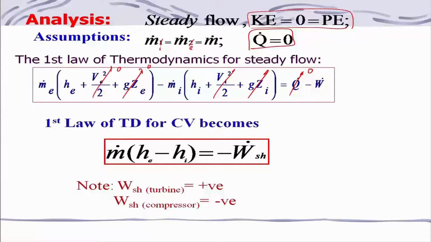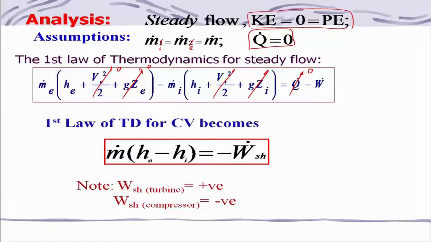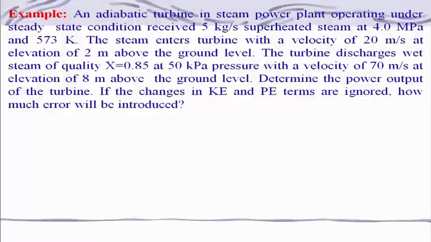And the shaft work will be positive for a turbine, because it is done by the control volume, right, and work input to the compressor is negative, because you are giving it externally to the control volume. Therefore, that will be negative.